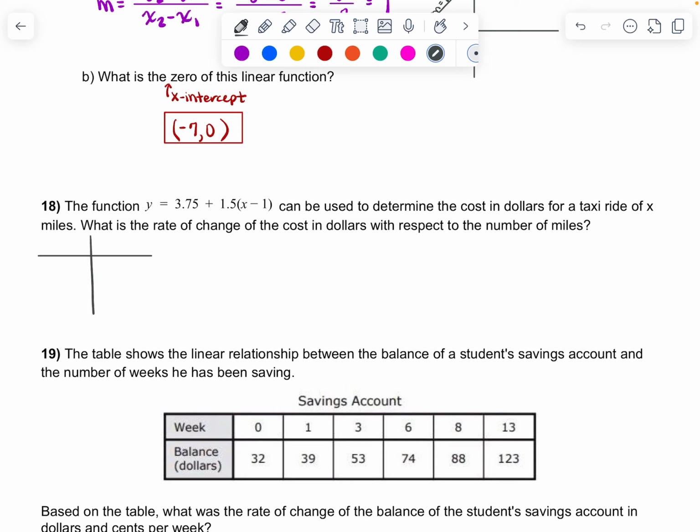So again, you don't have to write this down. I just like to kind of make sure I understand what's going on. So if I was to make an XY table, right, this would be number of miles as my X values, and then total cost would be my Y. So if I were making an XY table, that's kind of what that would look like.